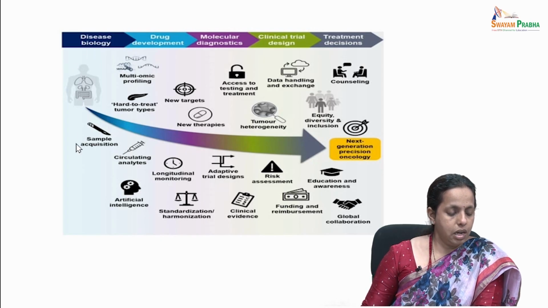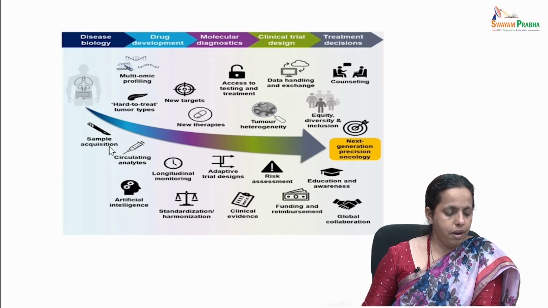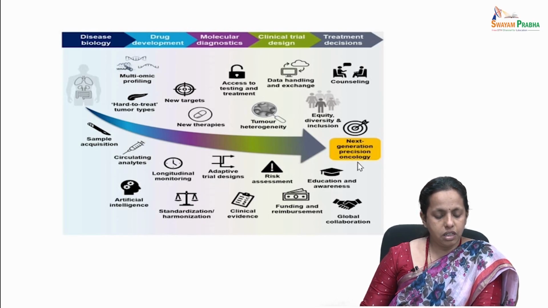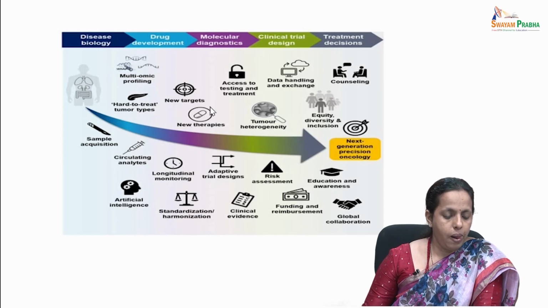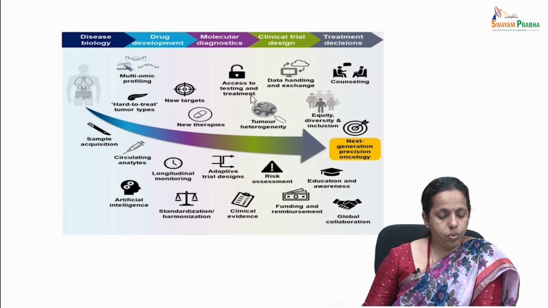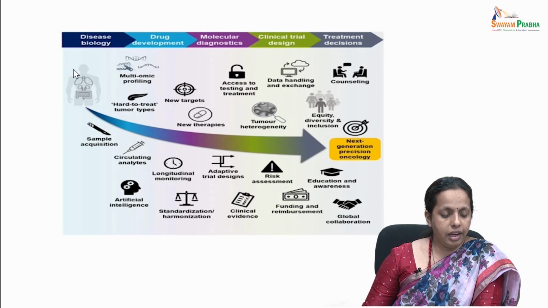Here there is the disease biology, then you take the sample, and sometimes you may have hard to treat tumor types. For this, samples can be circulating analytes, and then you have the multi-omic profiling of the whole tumor. Then you find new targets, and new therapeutics are continuously evolving. This is how the whole next generation precision genomics is evolving. Then you have access to testing and treatment. Then again you go for tumor heterogeneity, profiling, and then data handling.